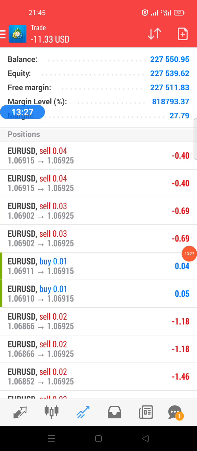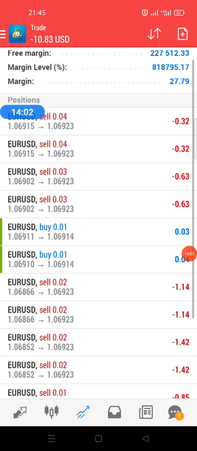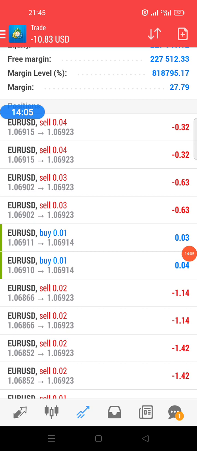What is free margin? Free margin is the amount of money remaining after you've taken a trade, the amount of money remaining to take up new trading positions. For example, this account now is minus $11.33. If you remove this money from your total balance, whatever is remaining there is your free margin. Free margin is the amount of money that is remaining to take up new trading positions. Whereas your margin, which is the last one, talks about what they will charge you for those trades running.